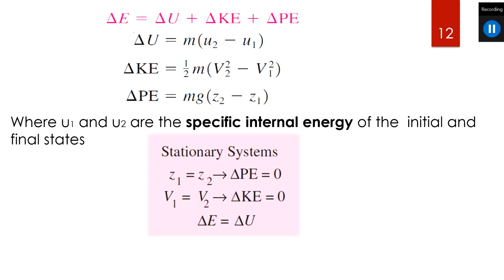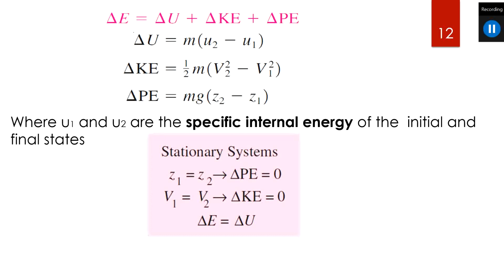That means delta E is equal to the change in internal energy plus the change in kinetic energy plus the change in potential energy. The change in internal energy is m into u2 minus u1, where u1 and u2 are the specific internal energies of the system at the initial and final states. Specific internal energy means internal energy per unit mass. That is why we are multiplying it with the mass: m u2 minus m u1. The change in kinetic energy is half m V2 squared minus half m V1 squared. The change in potential energy is m g Z2 minus m g Z1.